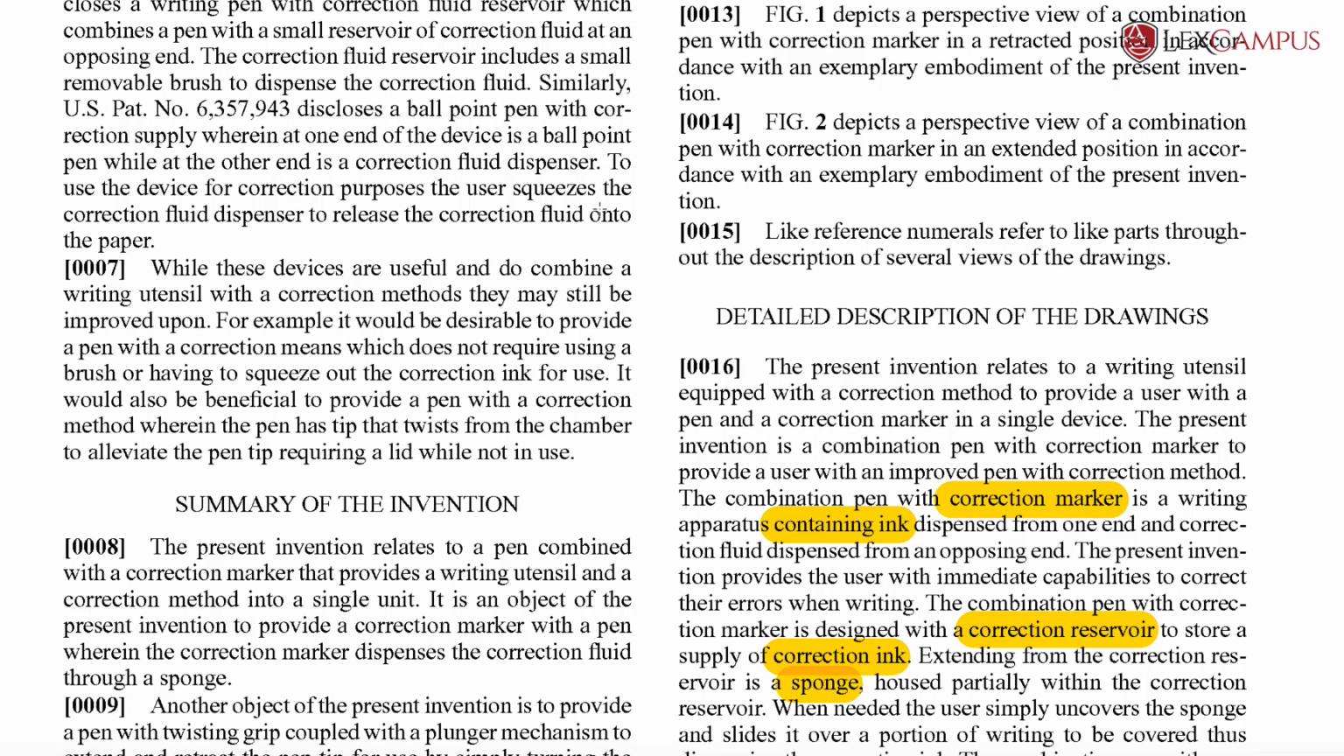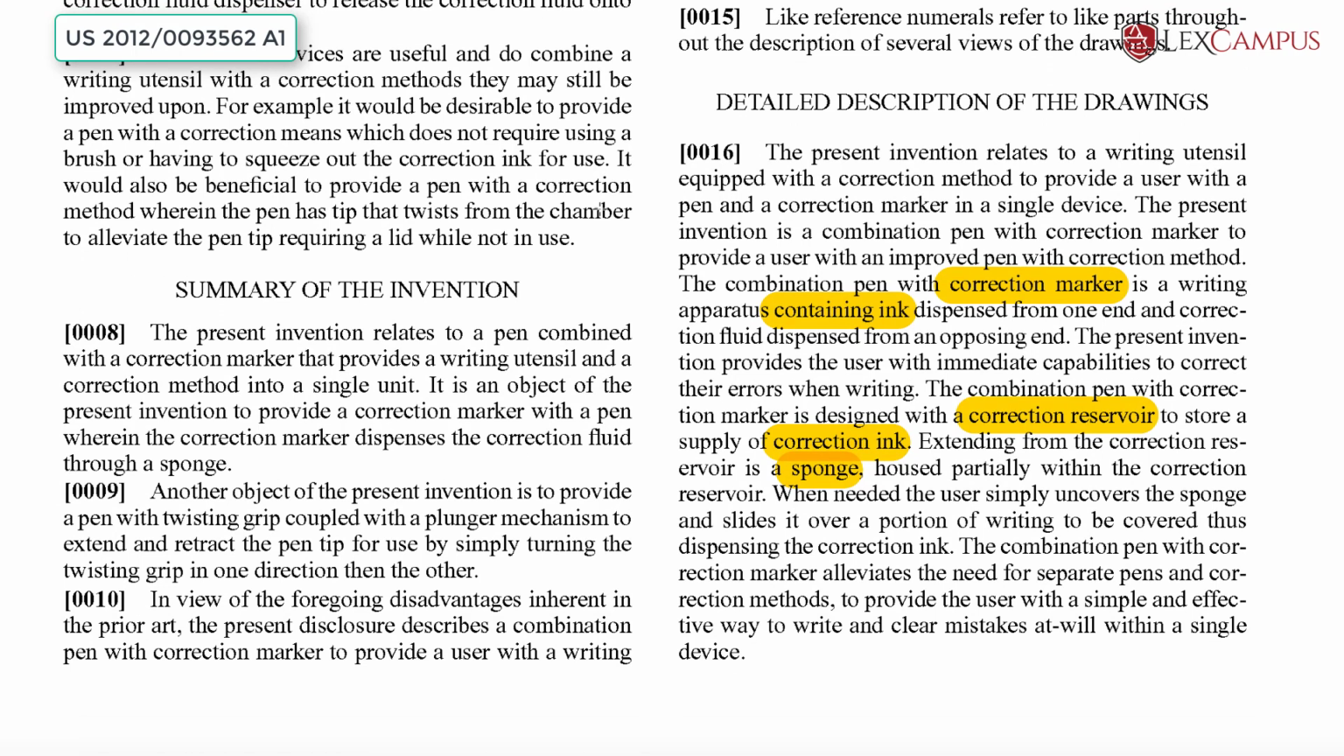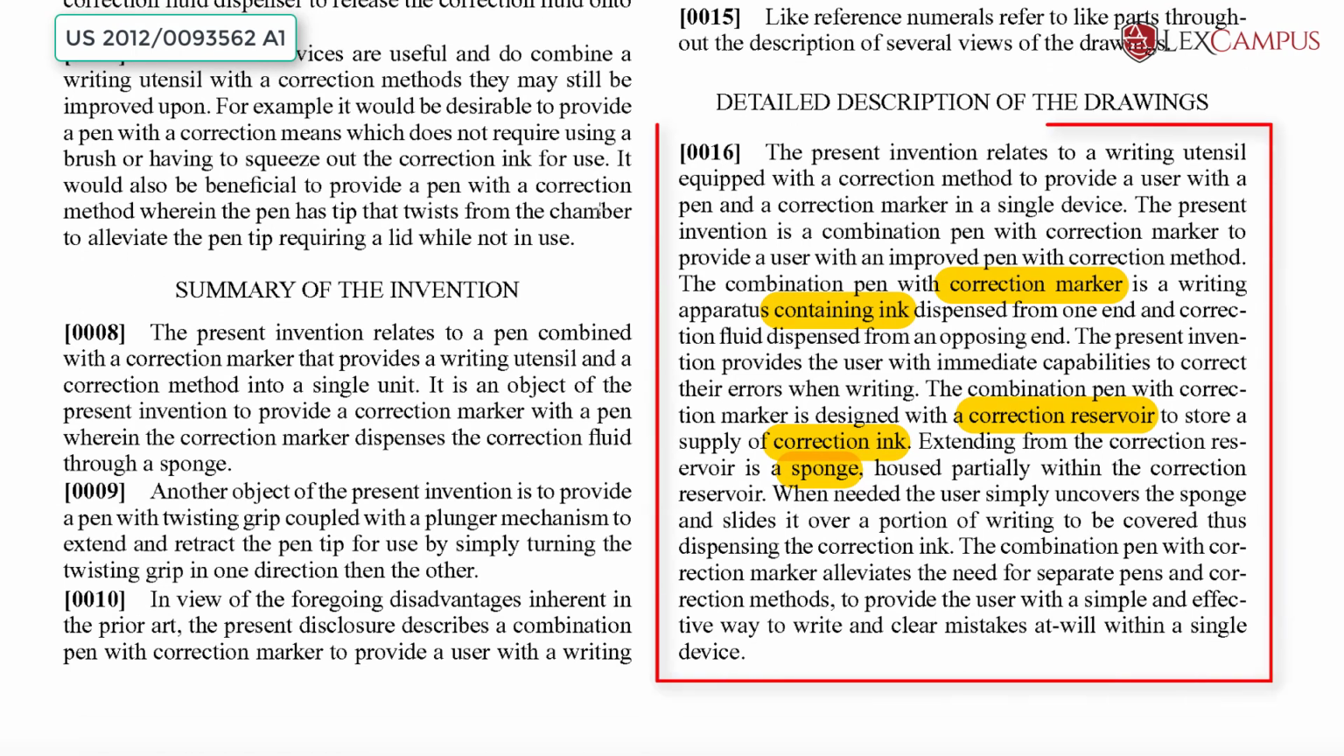I've highlighted some parts here so that as you read this, you will note these parts. I'm not going to read the entire thing. The document is available online. You've seen the patent number, so you can search for it. I'll just read parts of it in the detailed description of the drawing. A combination pen with correction marker is a writing apparatus containing ink. So there is a correction marker and there is ink. Further down, the combination pen with correction marker is designed with a correction reservoir to store a supply of correction ink. So there is a correction reservoir and correction ink is stored there. The earlier ink was the writing ink.